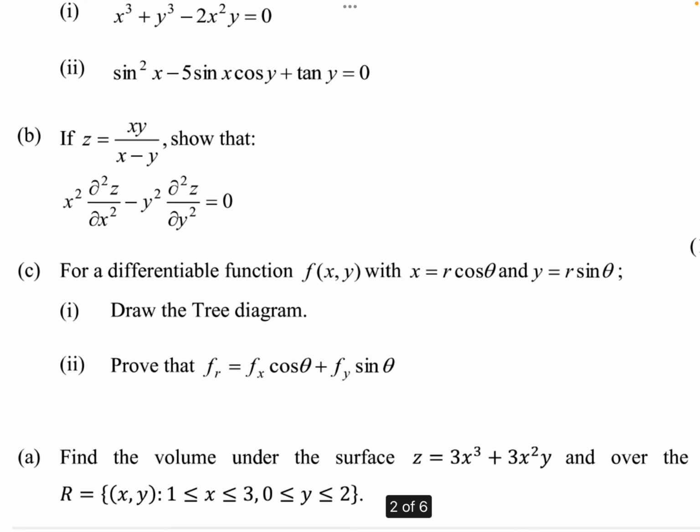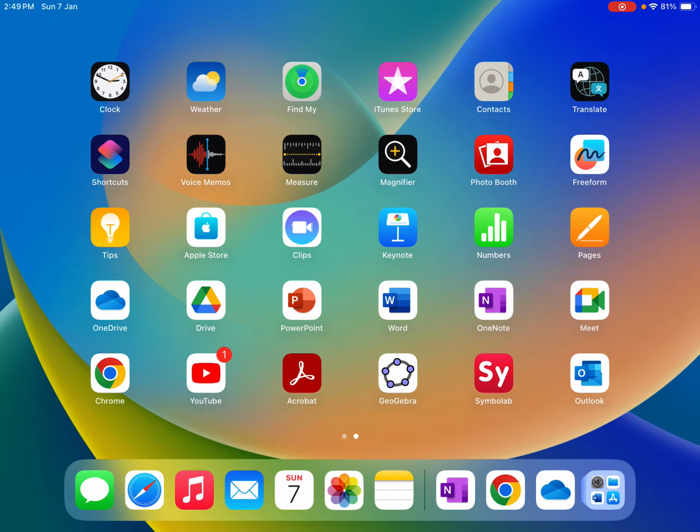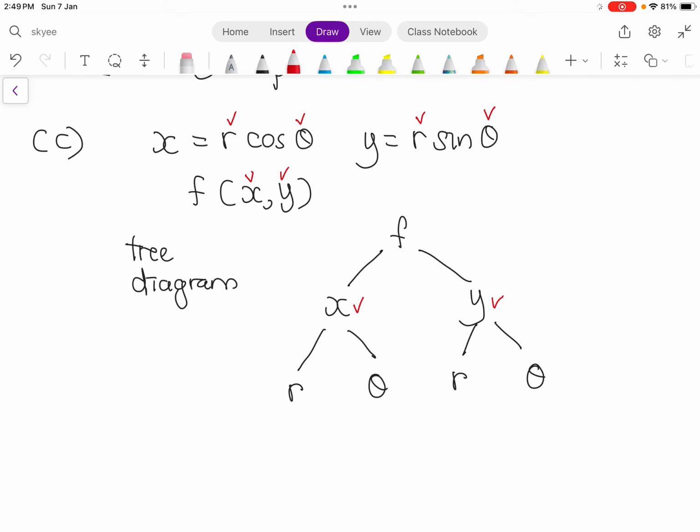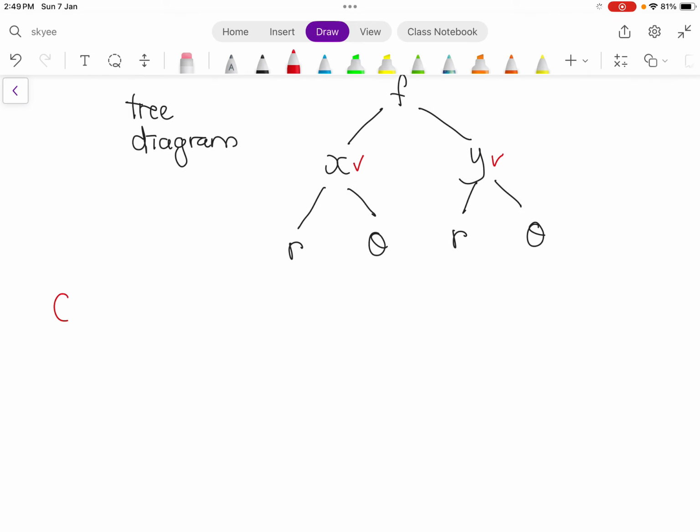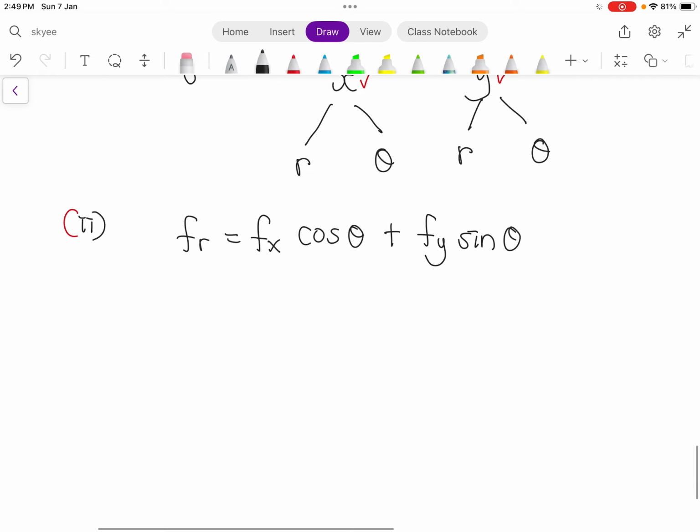Next, we have to prove that this is correct. This is what we have to prove, number 2. I will prove that f_r is equal to f_x cos theta plus f_y sin theta. In order to prove this one, we need to find out what is f_r. So f differentiated with respect to r.